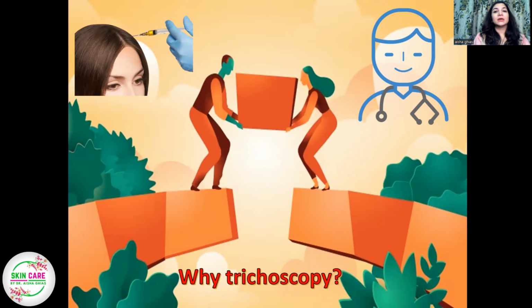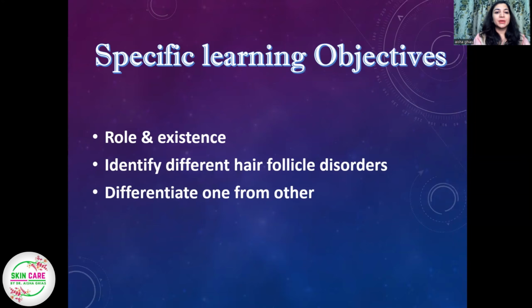Trichoscopy is basically a method of using the dermatoscope or a trichoscope in our clinic to diagnose the problems of hair fall instantly without going towards biopsy and without going for the special blood testing and the other labs. It basically bridges the gap between your clinical judgment and the invasive testing. You'll be able to identify the role and existence of trichoscopy in general, and obviously identify different hair disorders in particular and differentiate them from one another.